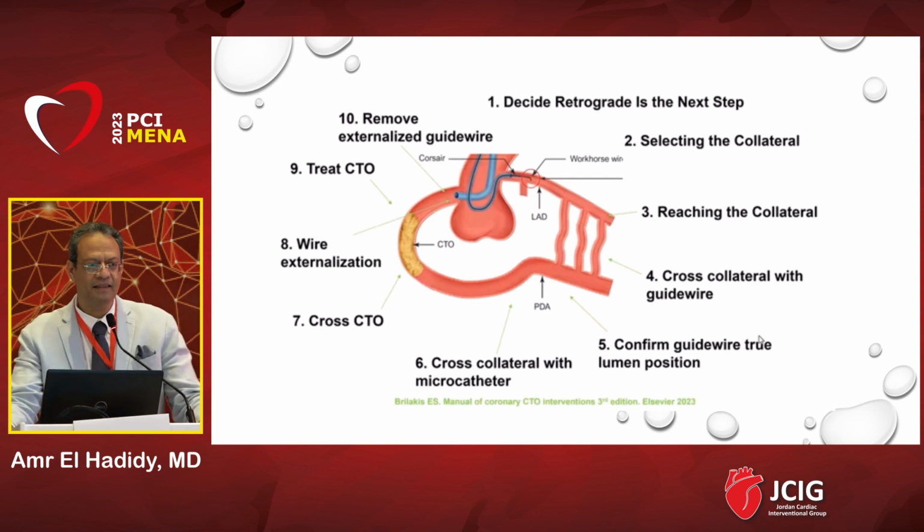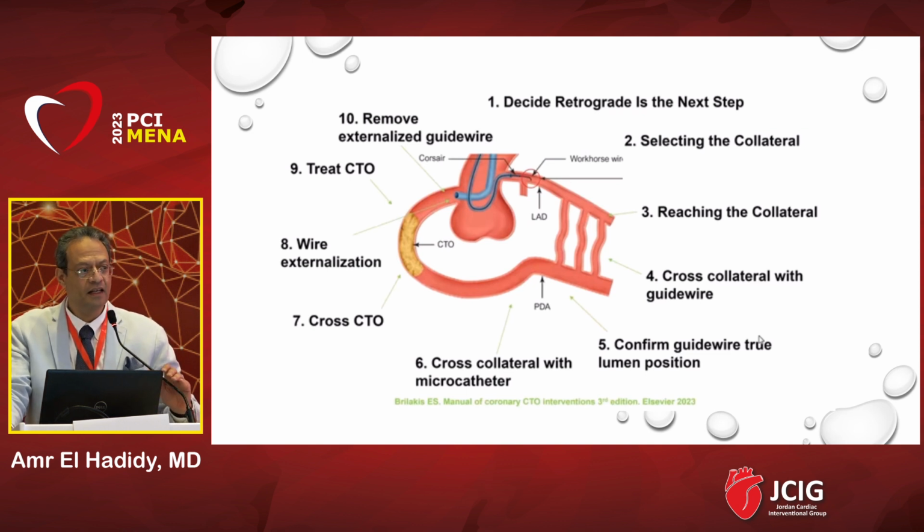These are the main 10 points you need to know before doing any retrograde case. First, you need to decide this case is for retrograde, so you can go. Then you need to select the collaterals, either epicardial, septal, or graft. Then you choose the guide wire and the microcatheter, and confirm whether the guide wire is in the true lumen or not. Then you cross the collaterals with a microcatheter. Then you decide how to deal with the CTO segment, then wire externalization, and then you remove the externalized guide wire.